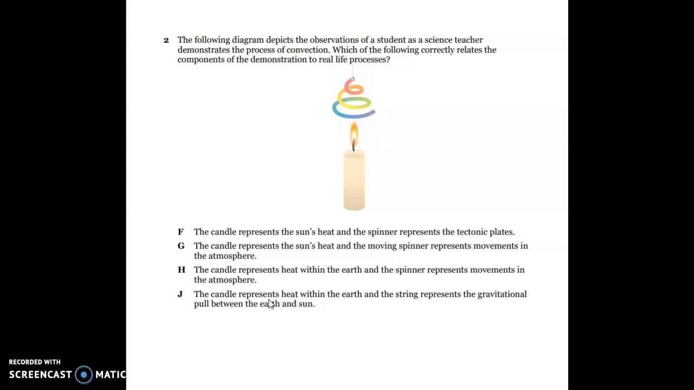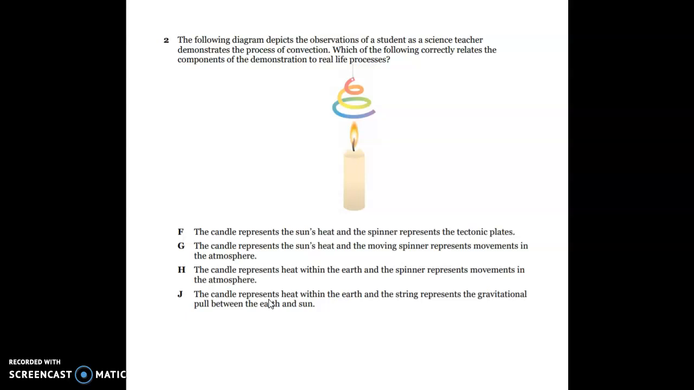Number 2, the following diagram depicts the observations of a student as a science teacher demonstrates the process of convection. Which of the following correctly relates the components of the demonstration to real-life processes?